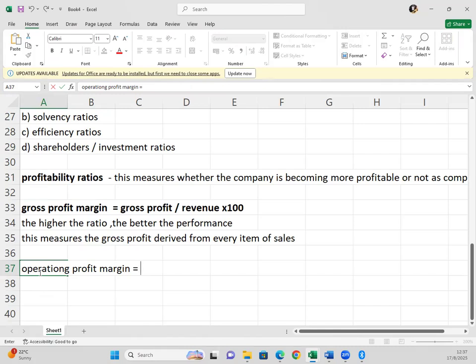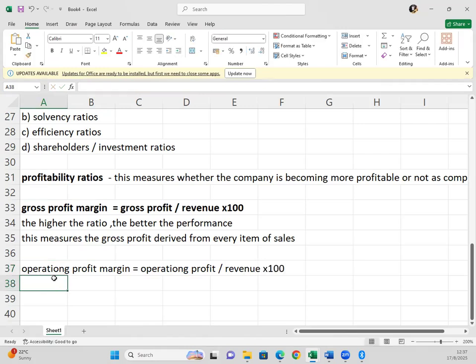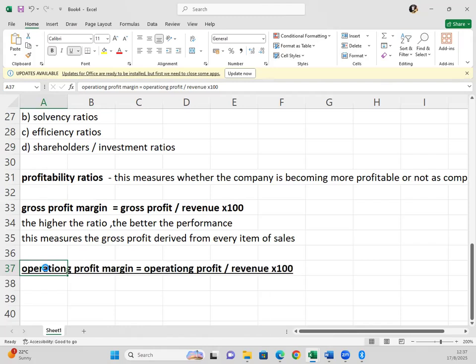So the operating profit margin is just the operating profit over revenue times 100. The operating profit is the profit after removing expenses, but the gross profit is the profit before expenses. So still the same applies. The higher the ratio, the better.